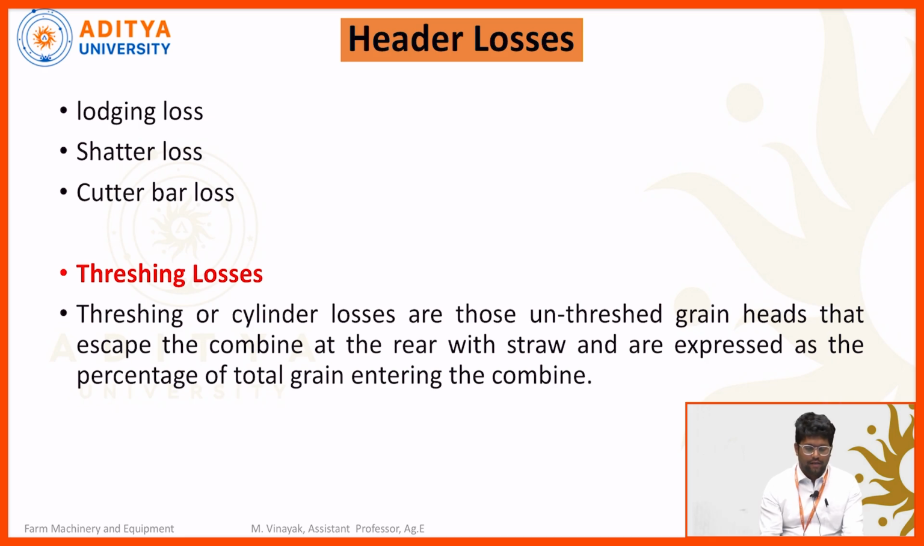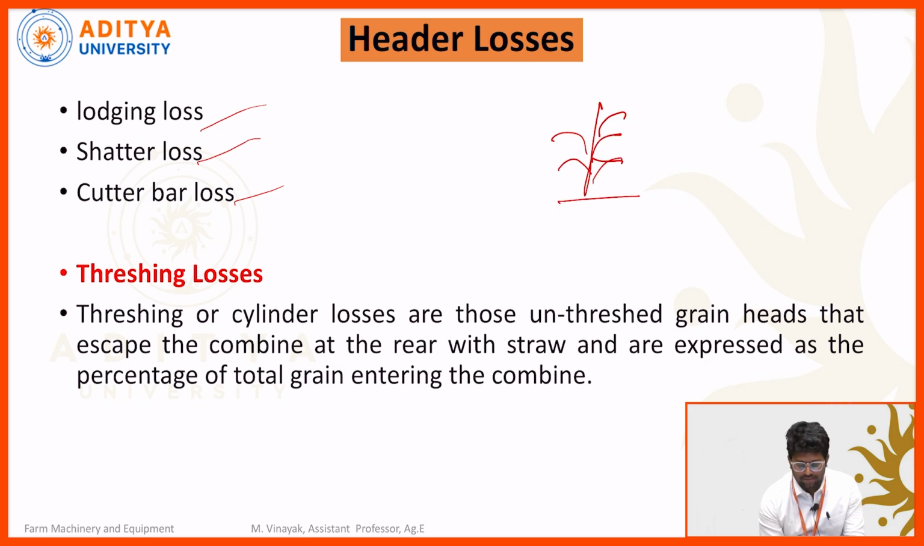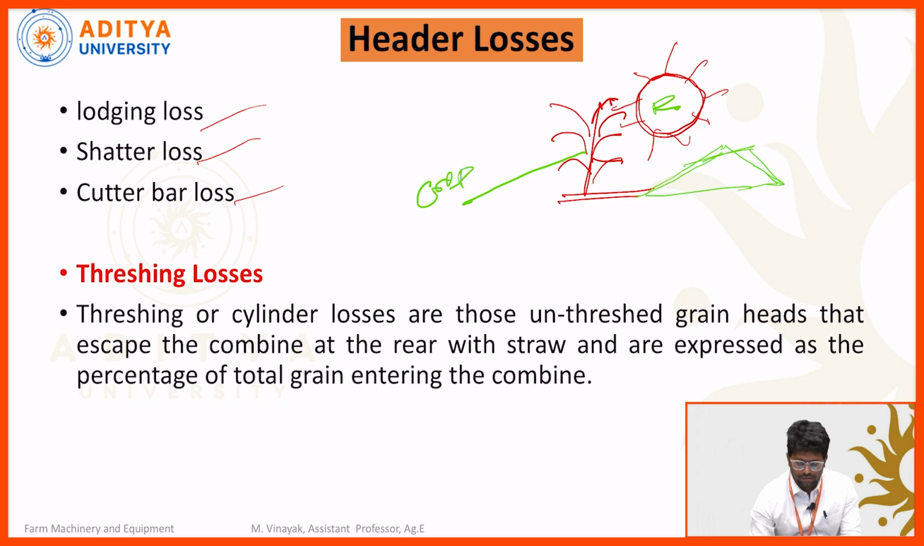Header losses can be subdivided into lodging losses, shatter losses and cutter bar losses. Here, one crop material is present in the field. Up to now we have seen the components of the header. This one is a reel, this one is a crop, this one is a cutter bar. Lodging loss is when the reel needs to guide this crop material towards the cutter bar. If the reel cannot guide the crop towards the cutter bar, that will cause lodging losses.